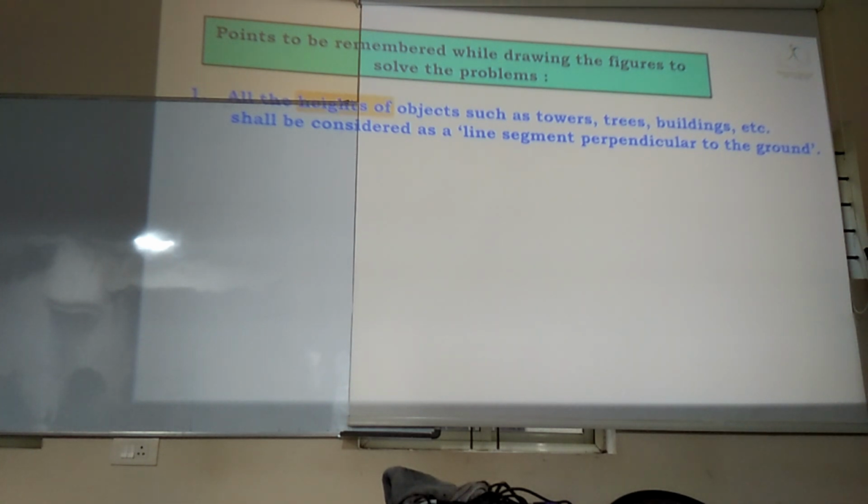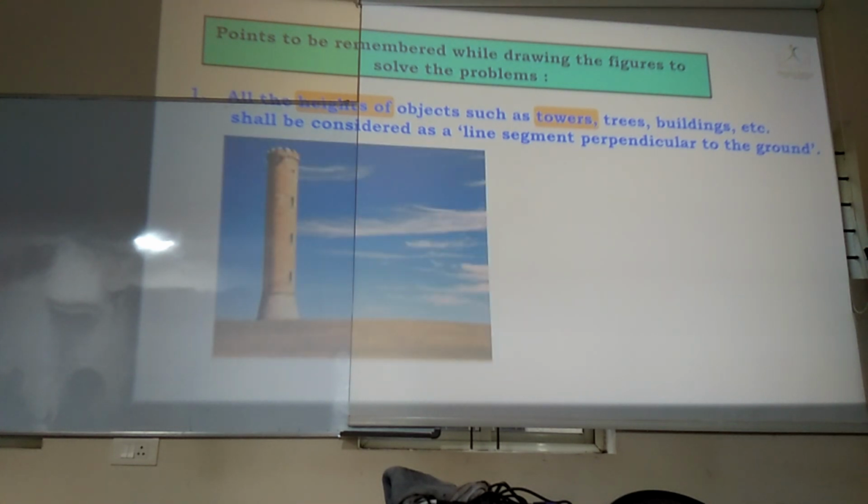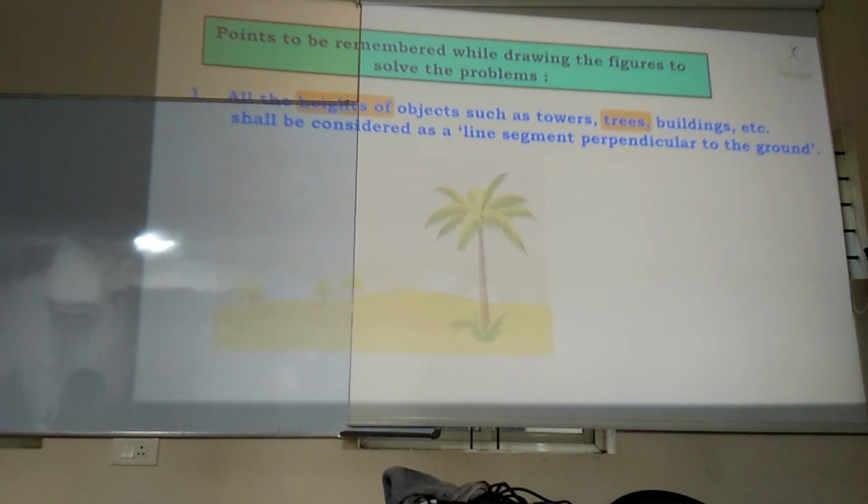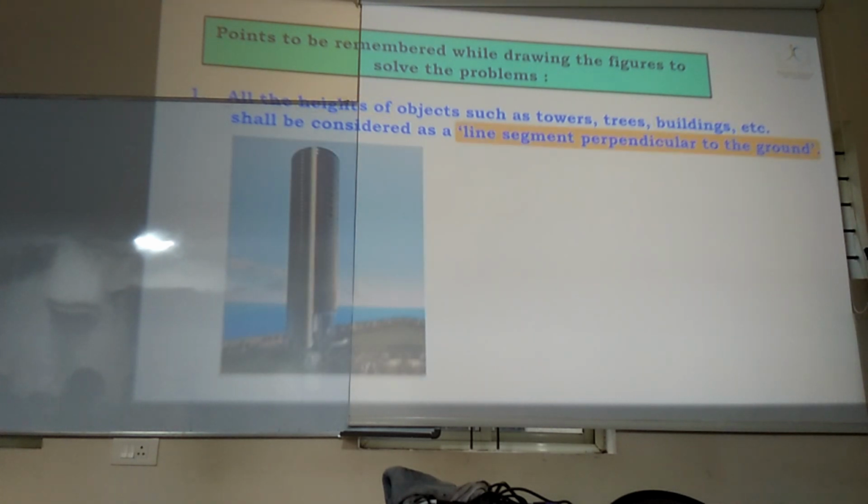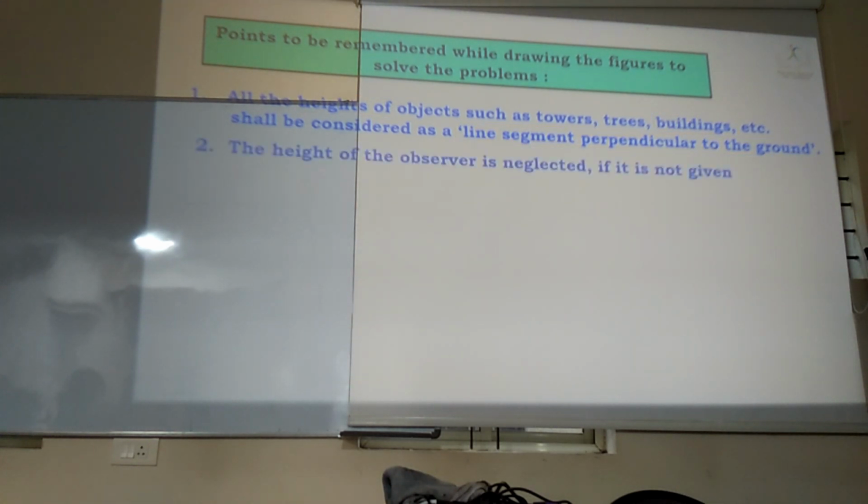See, this is an example. This is a tower, you are taking it as perpendicular to the ground. A tree is taken as perpendicular to the ground. A building is taken as perpendicular to the ground.